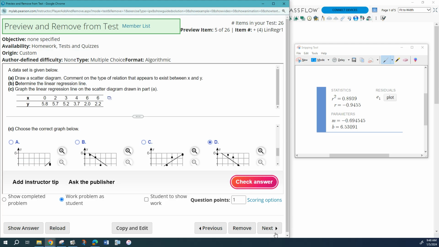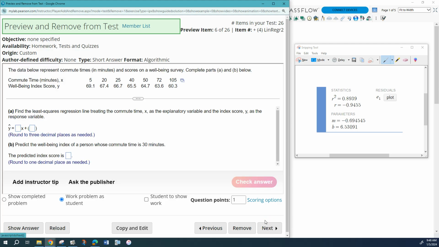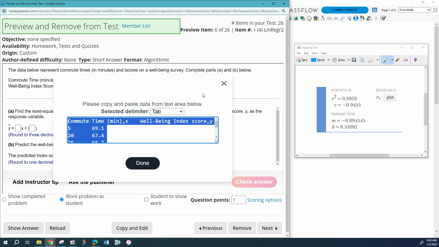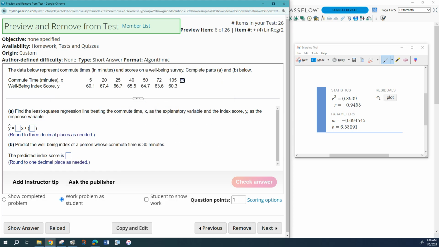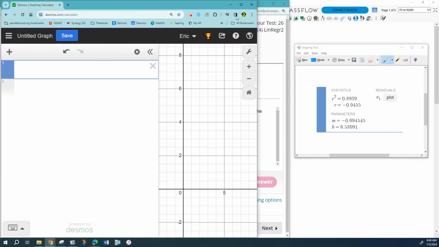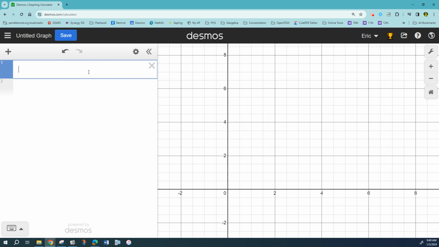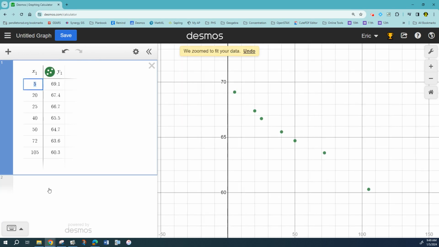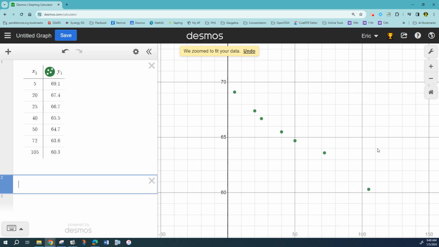Okay. Next one. This is the same kind of stuff. They want the regression equation, but they want a prediction as well. Okay, no big deal. So we're going to do the same stuff. We're going to go up here, copy to clipboard. I'm going to Control C, copy it. I'm going into Desmos. I'm going to paste. There's my scatter plot, right?